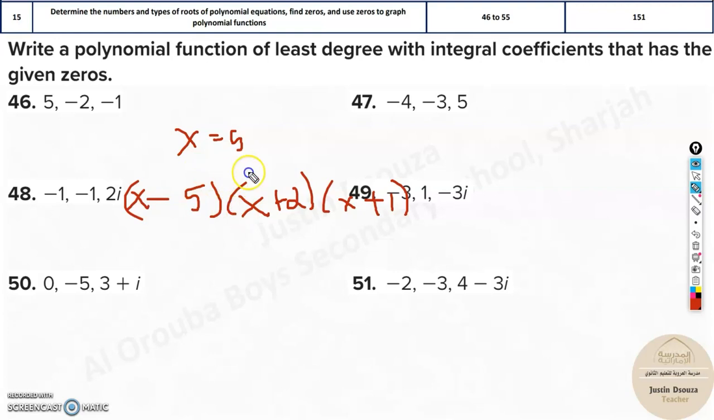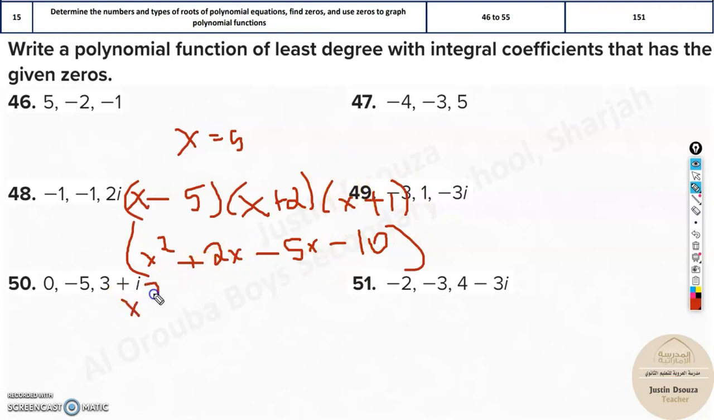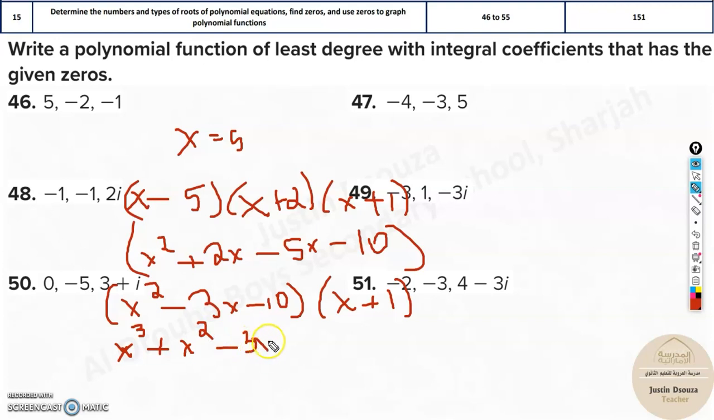We have done binomial multiplication, so multiply this. What is it going to be? It'll be x squared plus 2x minus 5x minus 10, and this needs to be simplified and multiplied with the next term. It'll be x squared minus 3x minus 10, and I will multiply the other term over here, x plus 1. Again, it'll be x cubed this time, because you add the powers 2 plus 1, plus x squared minus 3x squared minus 3x minus 10x minus 10.